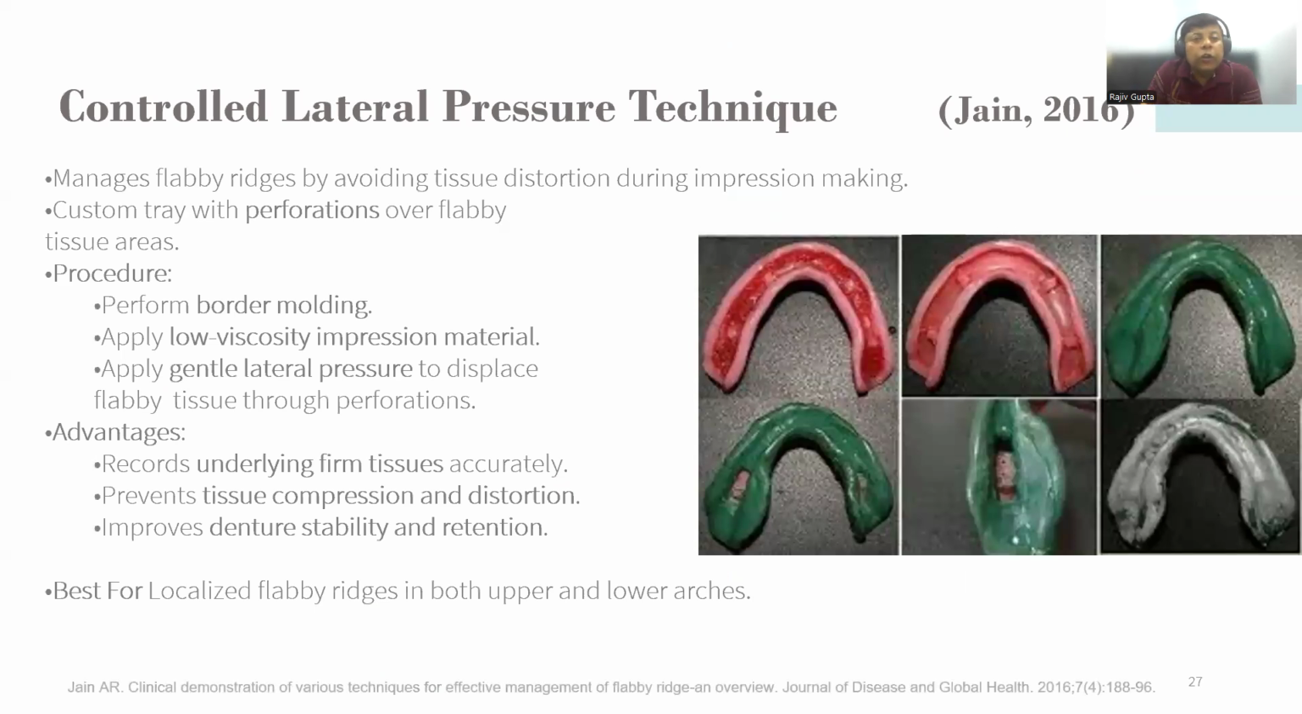Also, we have a controlled lateral pressure technique, which was introduced by Jain in 2016. Again, it is done for the management of the flabby tissues in the mandibular region. Same process, it has been done with little modifications. We are performing the border molding and applying a low viscosity impression material. So ultimately, the aim is that our flabby tissue should not rebound. It should not get pressurized. We should not put any kind of pressure on the flabby tissue because it is a distortable tissue. So we want to record it in an anatomic form. We don't want to record it in a functional form.